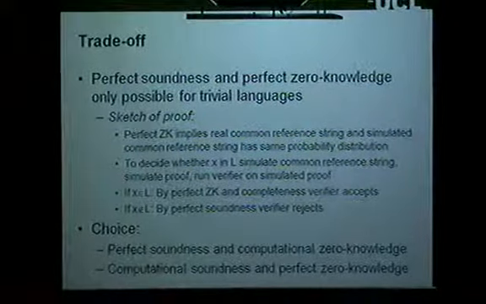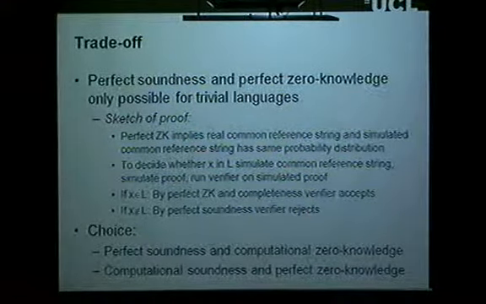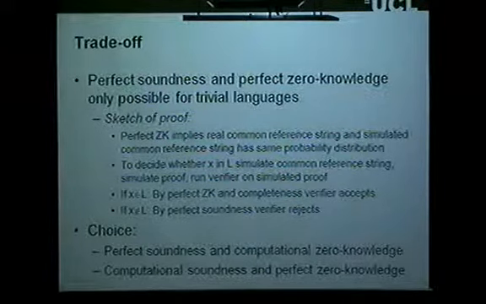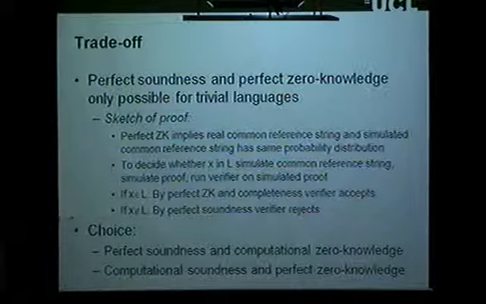So I want to mention that there's one trade-off here, and that is that we can't have perfect soundness and perfect zero knowledge at the same time. We do have to make a choice. And again, to quickly sketch the proof, suppose we had a language which had a common reference string non-interactive zero knowledge proof with both perfect soundness and perfect zero knowledge, then you could actually decide whether X belongs to the language or not. The way you would do it is you would run the simulator to generate a common reference string. You would simulate the proof, and you would run the verifier on the simulated proof.